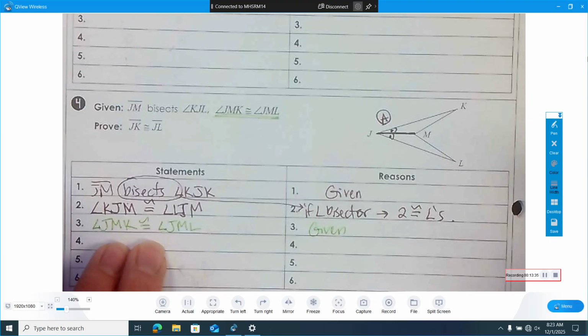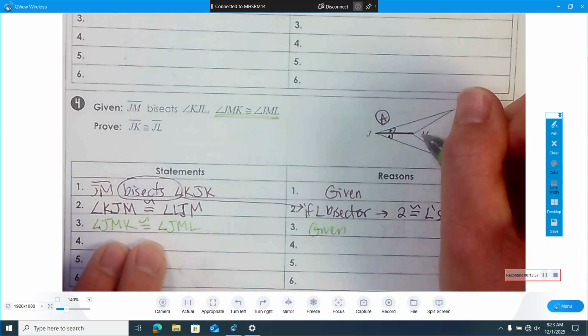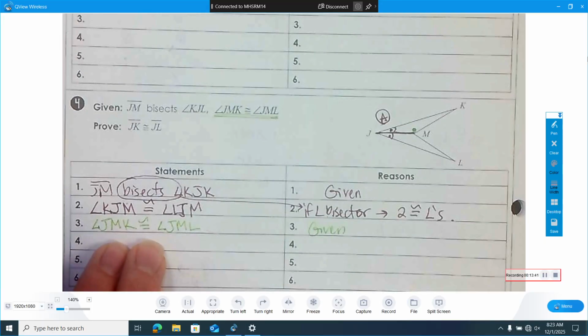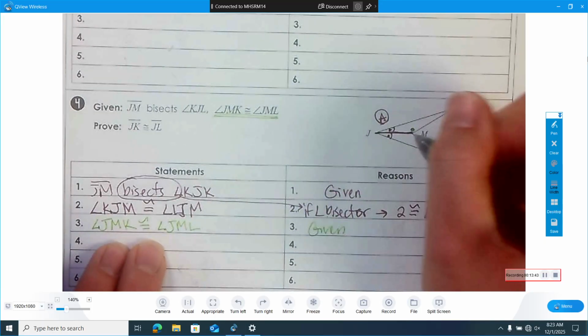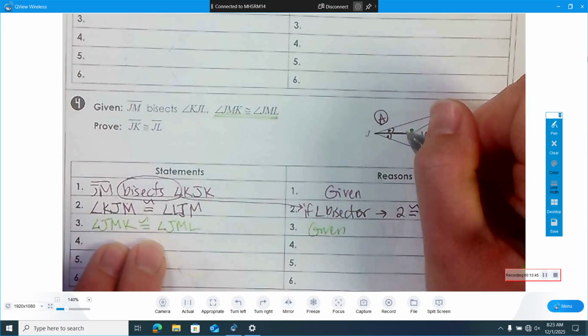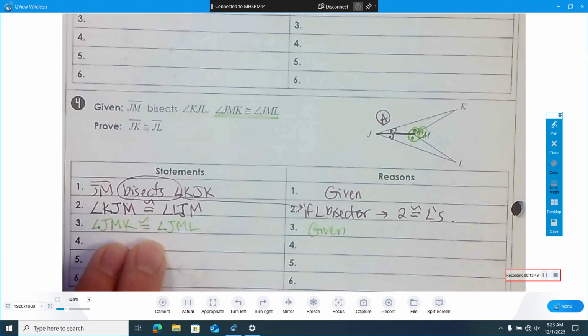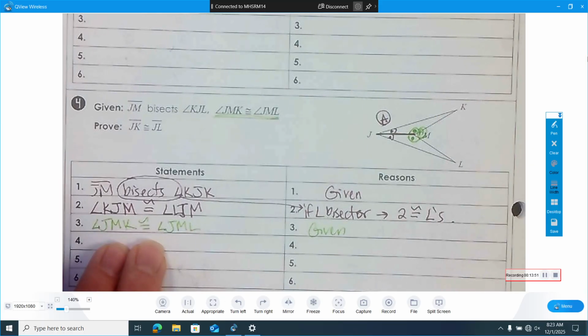Where is the vertex of this angle? At M. JMK. That is this top wide obtuse angle, and JML is the one below it. That's these big angles right here. Another pair of angles has been given to us. What else do we know, ladies and gentlemen?